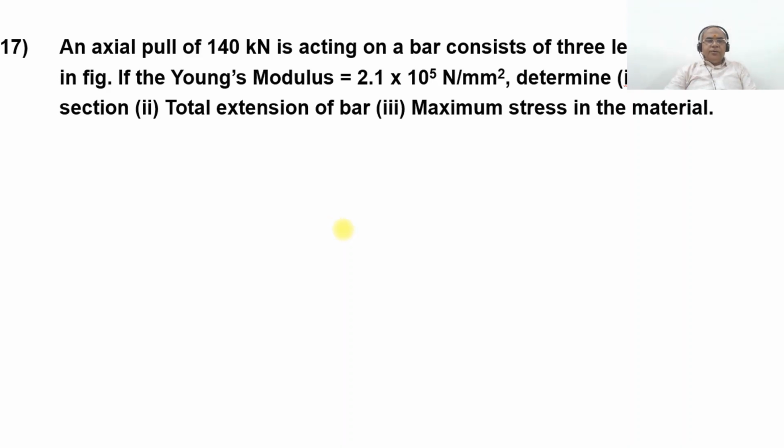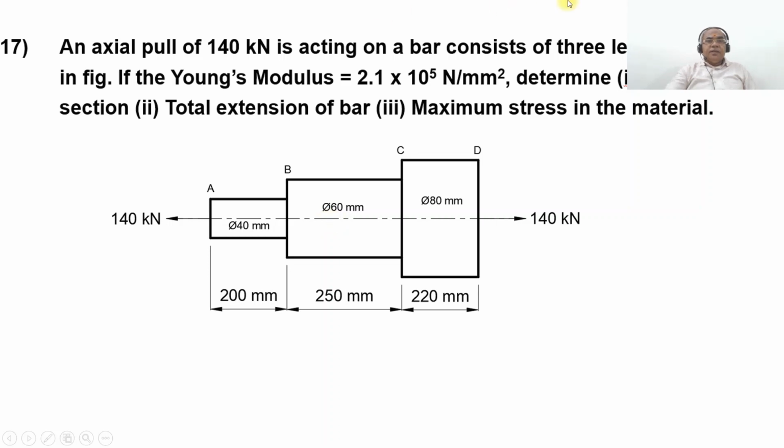Now, in this video, we are going to take up one more problem. Problem number 17 reads: an axial pull of 140 kilonewton is acting on a bar consisting of 3 lengths, as shown in this figure. If the Young's modulus is 2.1 into 10 to the power of 5 Newton per mm square, determine the stress in each section, that is the stress in AB, BC and CD, the total extension of the bar, and the maximum stress in the material.